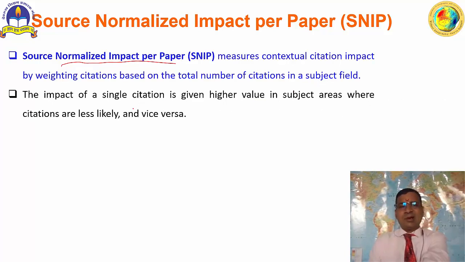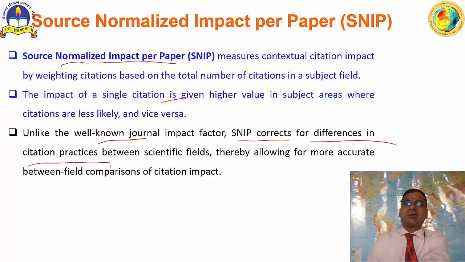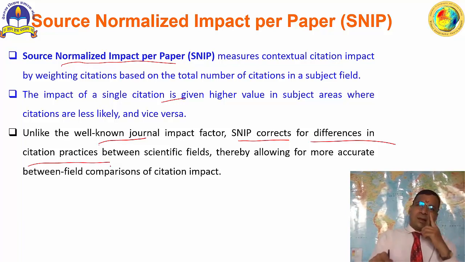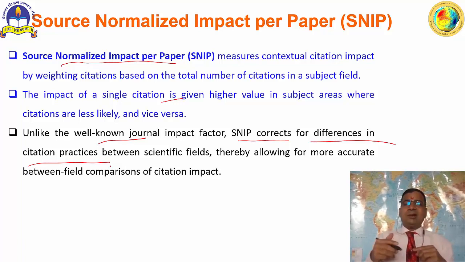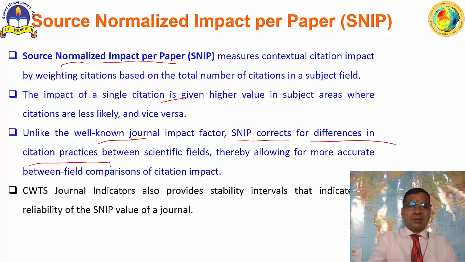The impact of a single citation is given higher value in subject areas where citations are less likely, and vice versa. Unlike the well-known journal impact factor, SNIP corrects for differences in citation practices, because there are various citation practices, and concerning SNIP, differences in citation practices are corrected. This is the basic difference between SNIP and other impact factors. And CWTS, that is Center for Science and Technology Studies, journal indicators also provide stability intervals that indicate the reliability of the SNIP value of a journal.